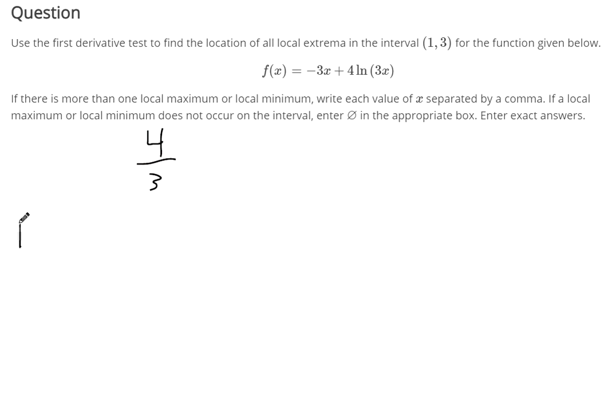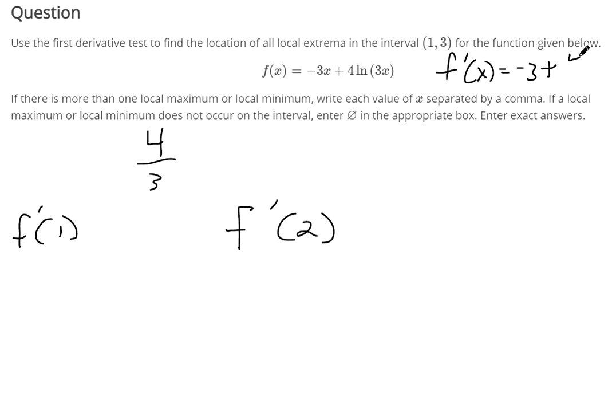So we want to check the derivative to the left. So I'll do 1 because that's nice and easy. And a derivative to the right. 2 is to the right of 4/3, and it's within our interval. Yeah, I deleted the derivative. Okay, so if we plug in 1 into the derivative, we get -3 plus 4, so that makes 1. If you plug in 2 into the derivative, we get -3 plus 2, so it makes -1.